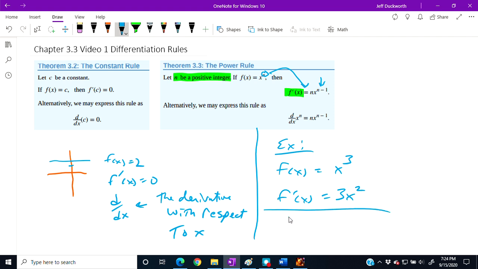Another example, 2x to the 4th. So y equals that. So y prime is another way to write this. Y with the superscript dash. That's 4 times 2x to the 4 minus 1, which equals 8x cubed.